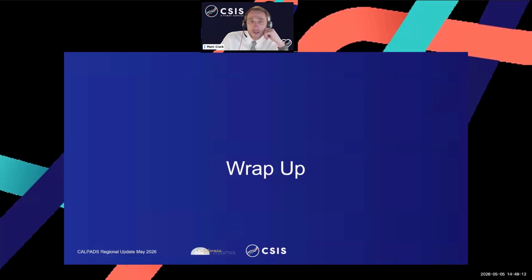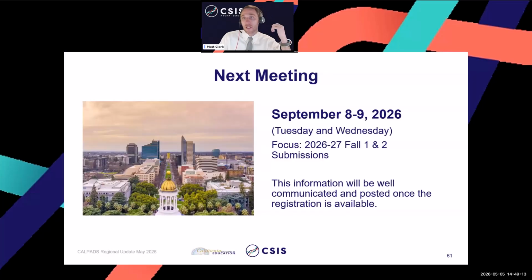All right, let's go ahead and wrap this session up now. So the next session for the CALPADS Regionals will focus on Fall 1 and Fall 2 for the 26-27 academic year. And that session will be held in September. It will be held on September 8th and September 9th. That is a Tuesday and a Wednesday.